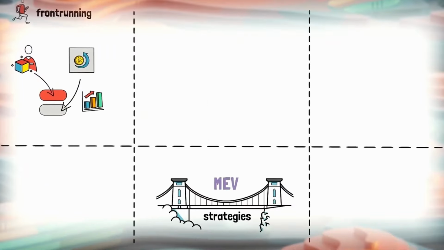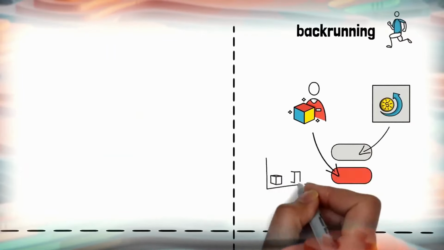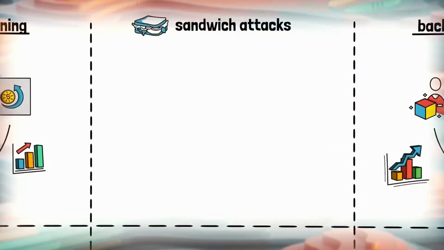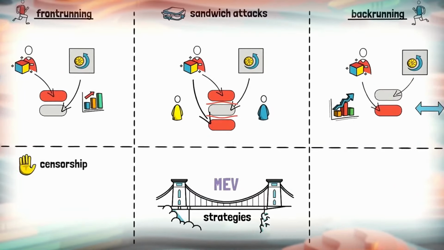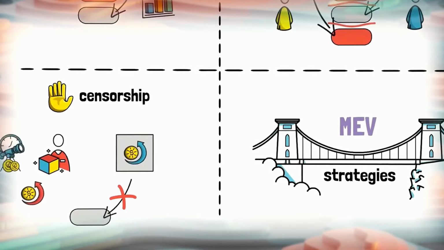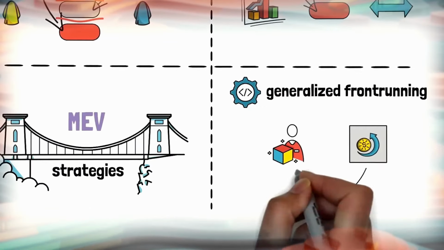Let's say someone places an order to buy a token at a great price. Our contract detects this order, submits its own purchase request with a higher gas fee, and boom, our transaction gets processed first. That means we buy the token before them and immediately resell it for a slightly higher price.